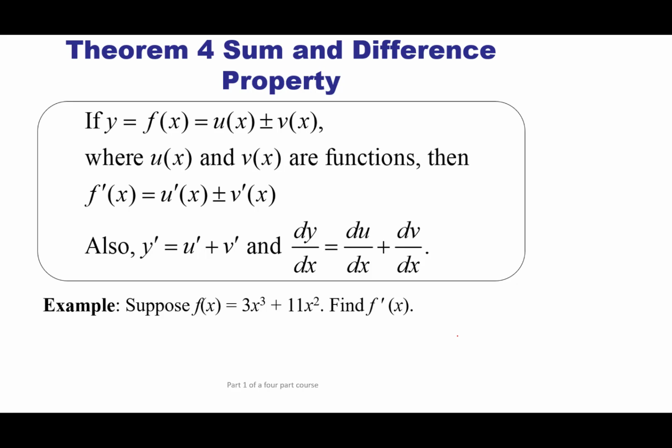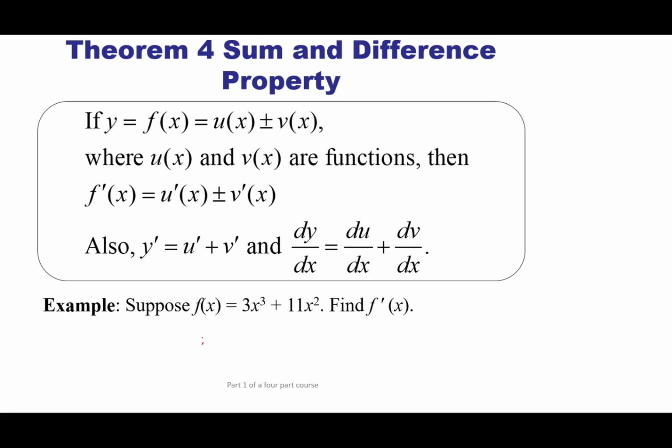Now we're going to increase the difficulty just a little bit. We're going to look at the sum and difference property. The sum and difference property is simply a case where we're adding two functions or subtracting two functions. The rules are very similar. It doesn't change much. All we're going to do is differentiate each part separately, and then we're going to add it or subtract it depending on the situation.